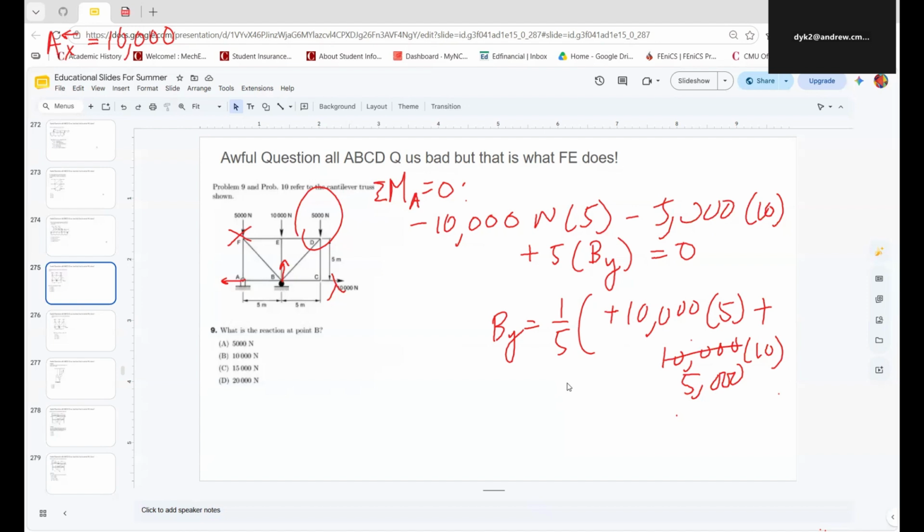When I plug this back in, 1 divided by 5, multiplied by parentheses, 10, 1, 2, 3, multiplied by 5, plus 1, 1, 2, 3, multiplied by 10, parentheses, this and that. I get 20,000 equals By, which is D. And that probably is the right answer. I'm not double checking more. You can double check more if you want, on the test.